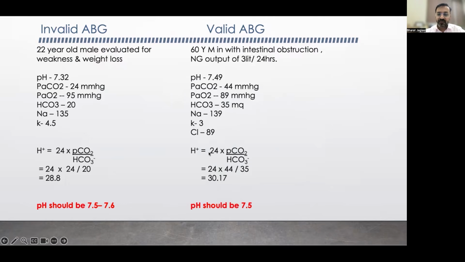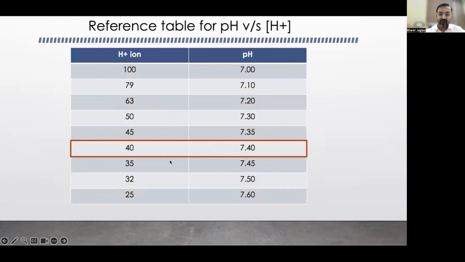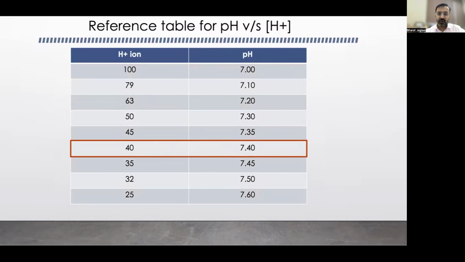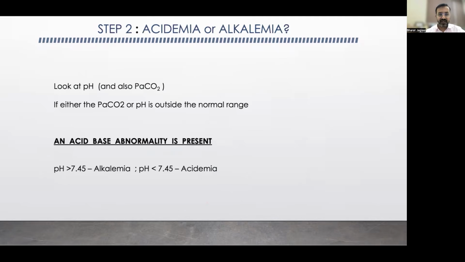Now, same here, I have calculated hydrogen ion as per the formula, and it's coming to somewhere around 30.17. At 30.17, pH should be somewhere around 7.5, 7.49. So this ABG is valid. This is how we look into the validity of the ABG by calculating the hydrogen ion and looking at the corresponding pH in this chart.